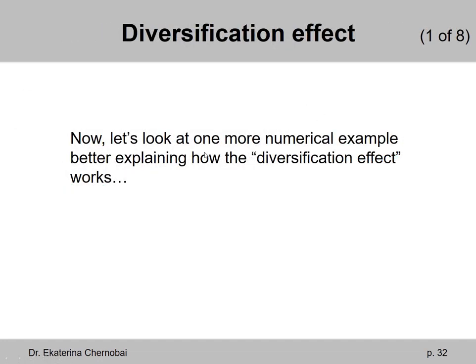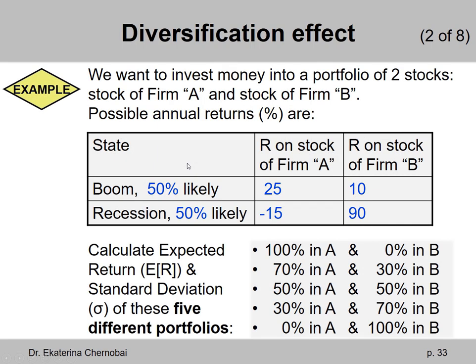Let's look at one more numerical example, which explains the diversification effect. We want to invest money into a portfolio of two stocks, A and B. We have two states of the economy this time, boom and recession, and they're equally likely. So the probability of each is 50%. Stock A, 25% return in boom, negative 15% return in recession. Stock B, 10% in boom, 90% in recession.